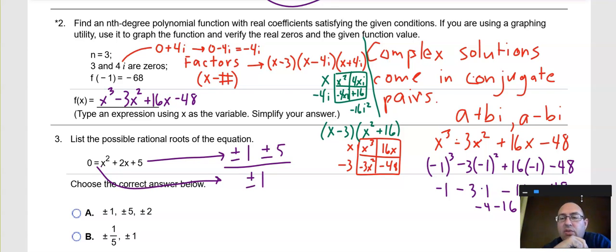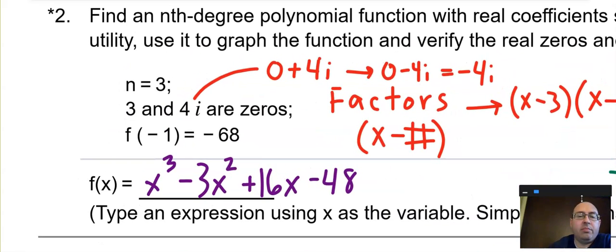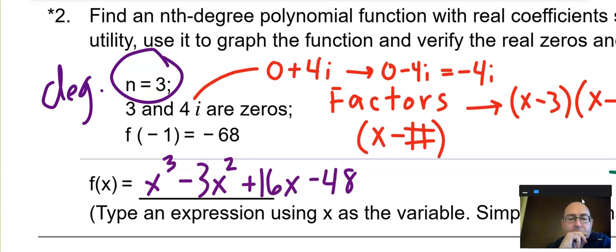I don't think I need to do that in this case. I'll show you why. So they tell me that the degree here has to be a third degree polynomial, right? Right up here, they're telling me that my degree has to be a third degree polynomial. Then they tell me some more helpful hints. They tell me that 3 is a solution. They also tell me that 4i is a solution.